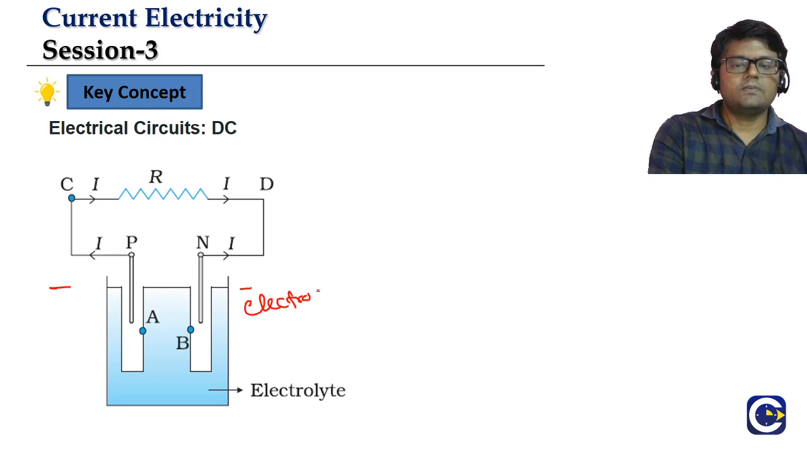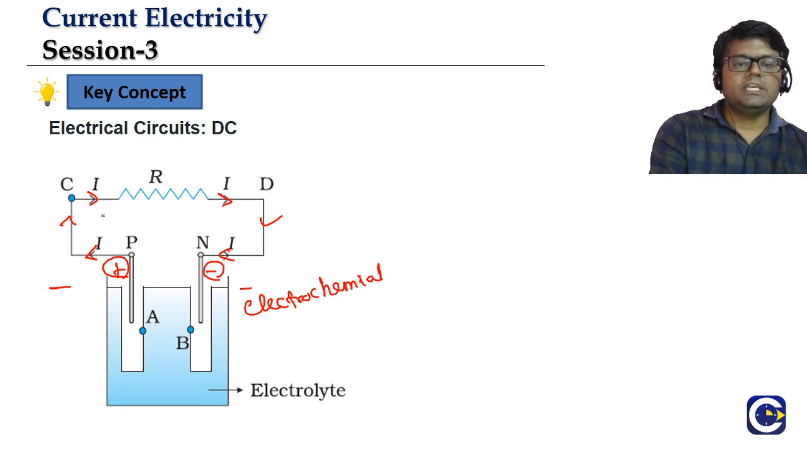Now, to begin with, a very basic electrical circuit has a cell, which is an electrochemical cell. This cell will have two electrodes. One is the positive, the other is the negative electrode. Or we can say the one with a high potential we call positive, and the one with a low potential we call negative. From the positive electrode, the conventional current will begin, and it will finally approach the negative electrode.